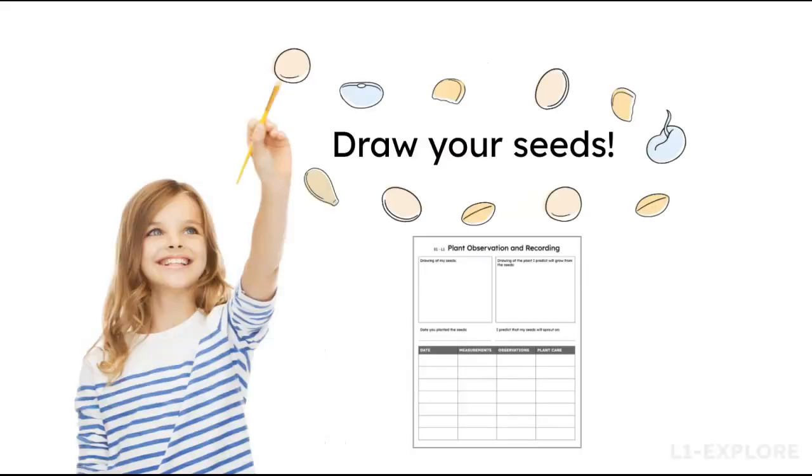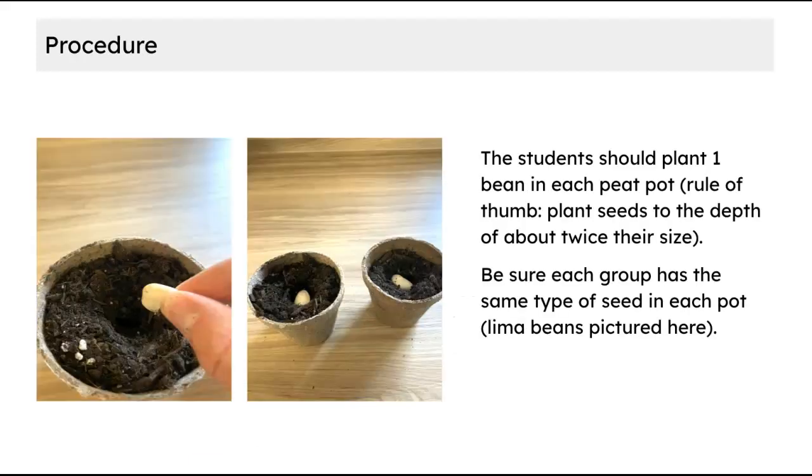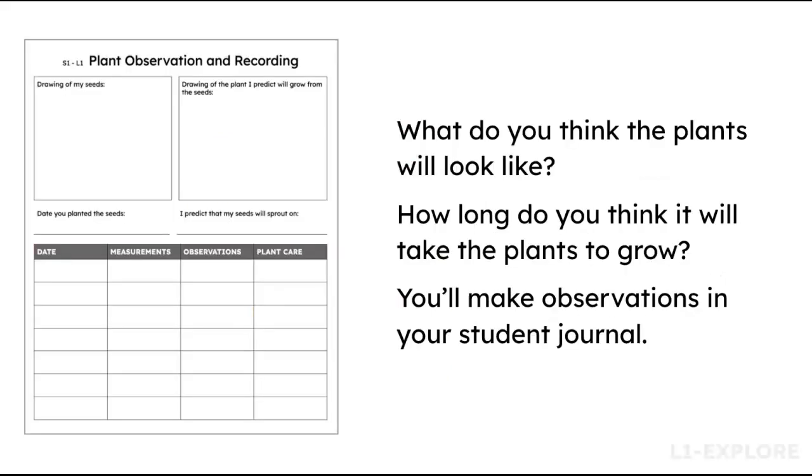You'll then give each group of students 2 peat pots filled with soil and 2 beans of the same type. Before planting, you'll have students draw their seeds on the plant observation and recording student journal page. See the tutorial slides for photos and detailed instructions for the planting activity. You'll ask students to make predictions about their plants, and once they sprout, measure them, water them daily, and record their observations in the Plant Observation and Recording student journal page.